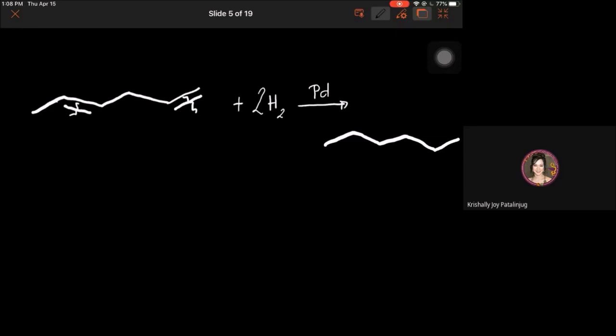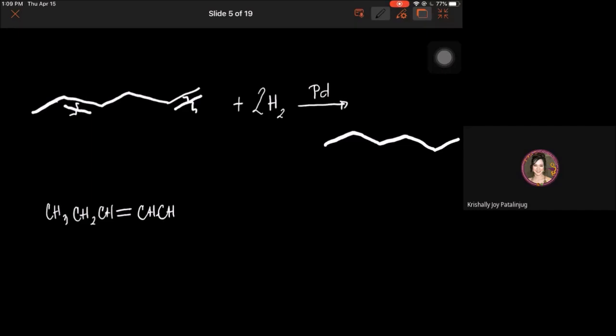Okay, hindi na kailangan ipakita pa ang hydrogen. But if you prefer to really show the addition of hydrogen, it's okay. Okay, so let's have a condensed example. So say for instance, let's have CH3, CH2, CH, CH3.